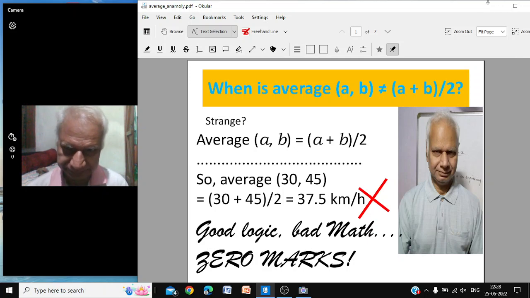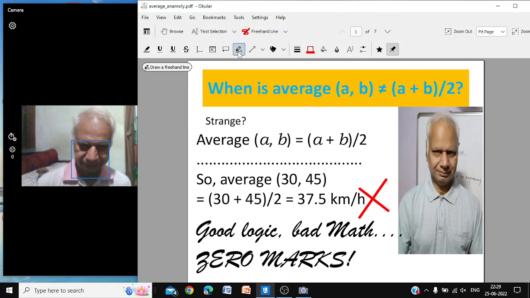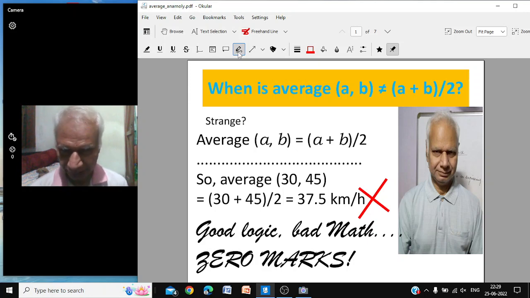Now a question, you could call it a teaser, but it's important in mathematics. The teaser today is: when is the average of A and B not equal to (A plus B) whole by 2? We know the average of A comma B is A plus B whole by 2. When is this not true?